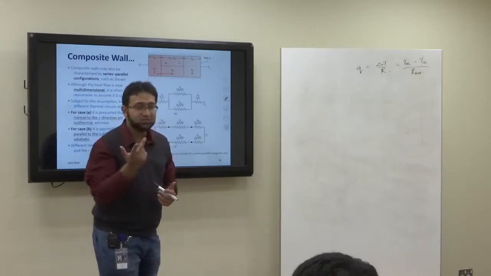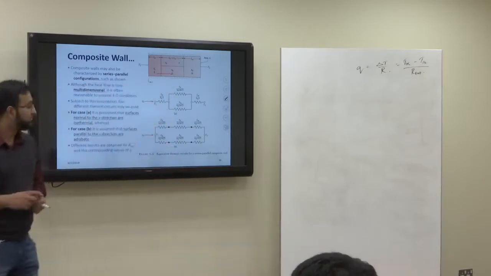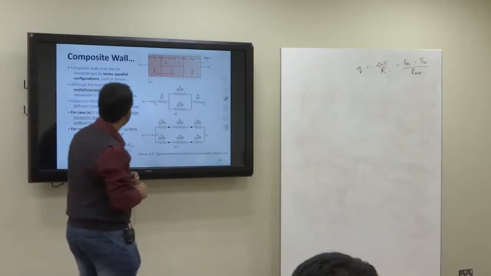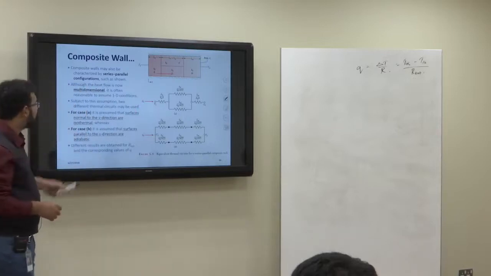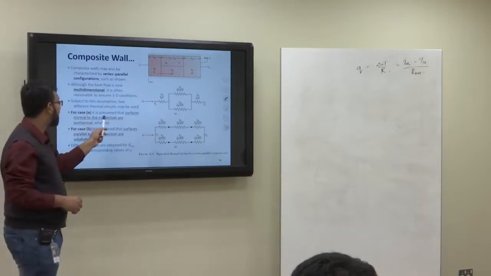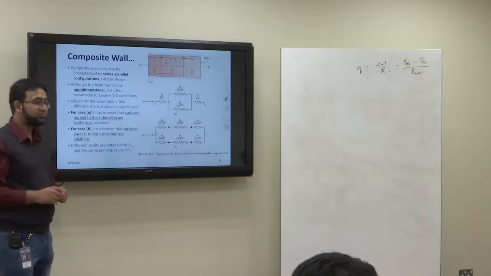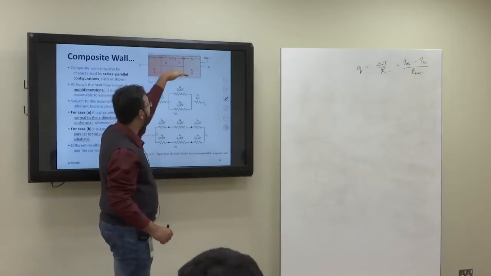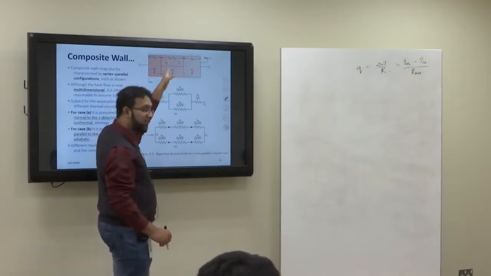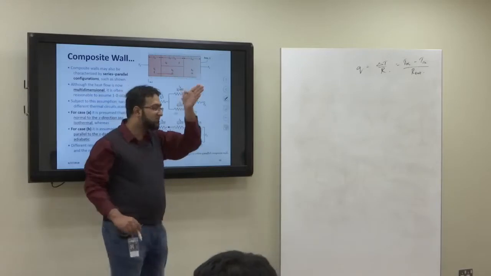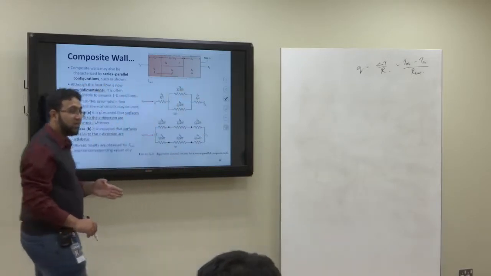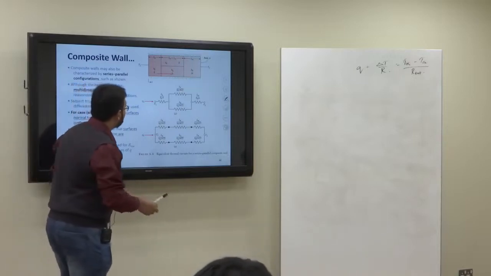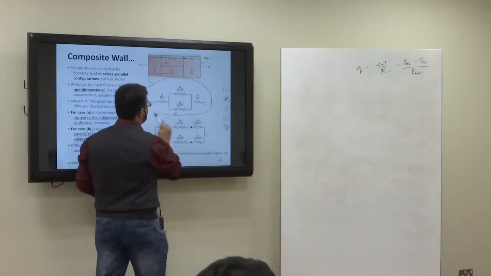Now there are two possible assumptions that you can make. Okay. The first assumption, for case A, is that you assume the surfaces normal to the x direction are isothermal. This is your x direction. So what you say is that surfaces normal to the x direction, that means parallel vertical surfaces, all vertical surfaces are isothermal. If you consider that all vertical surfaces are isothermal, then in that case your circuit would look like this.